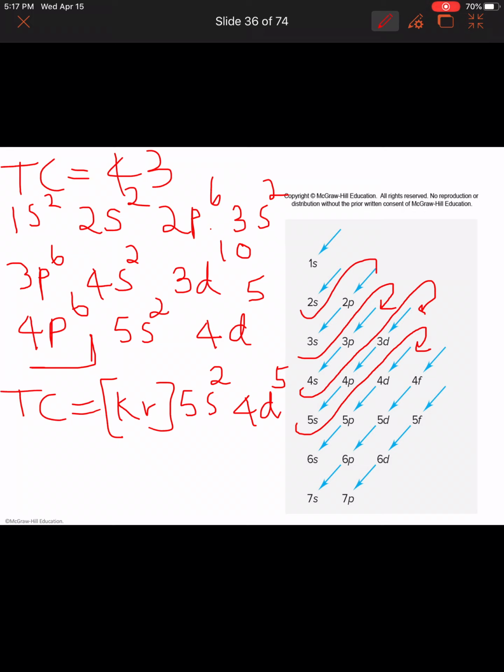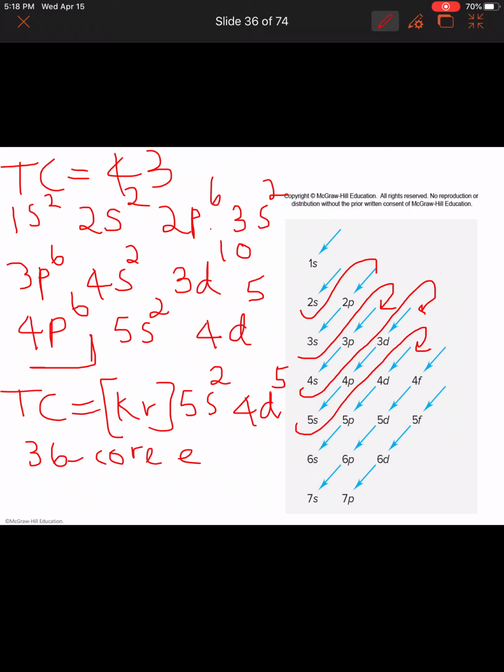Now in this case we have this many core electrons up to krypton. And that is going to be 36. So krypton is 36. So there are 36 core electrons. And then what are the valence electrons?